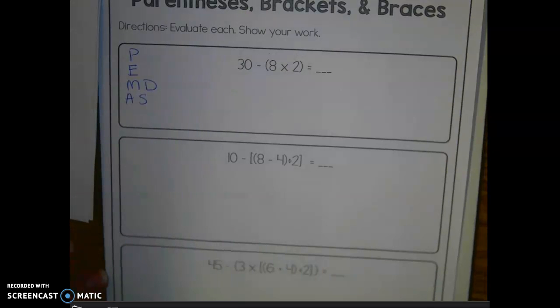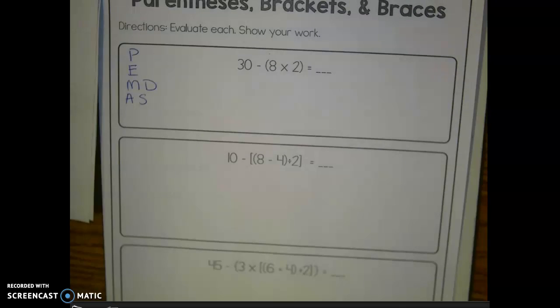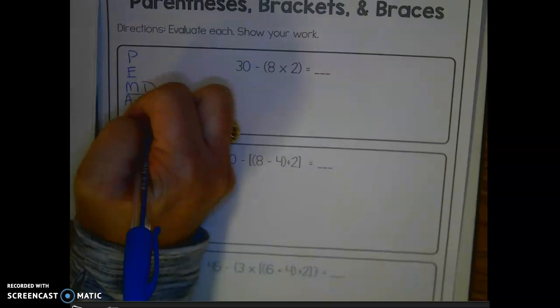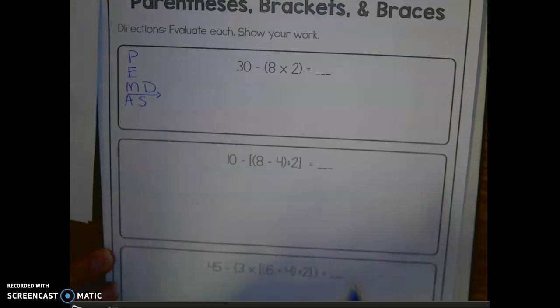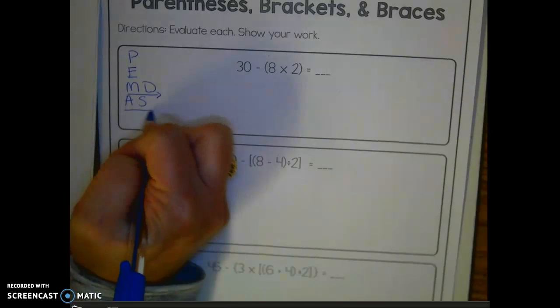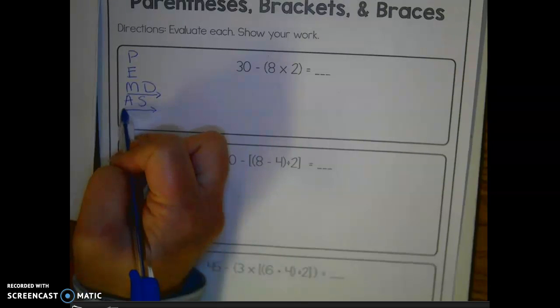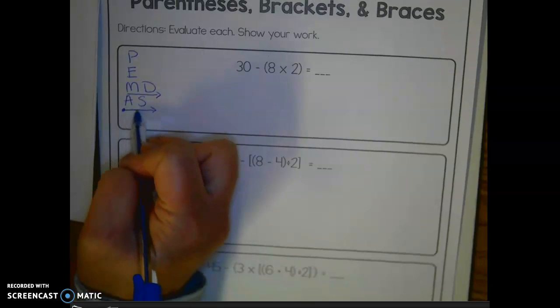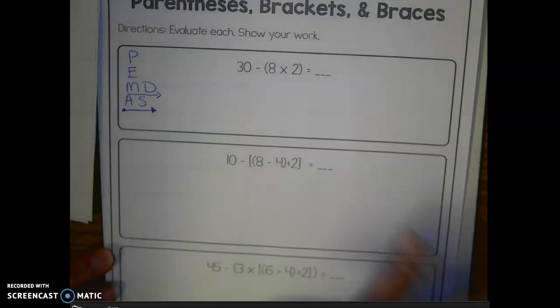And they are the same, as in it's the same concept as multiplication and division, in that addition and subtraction are equal in power. What you decide to do first is what comes first, left to right. So let's go ahead and put an arrow pointing to the right for multiplication and division, and then addition and subtraction. So it means whatever is first from this side going to this direction is what you do first.